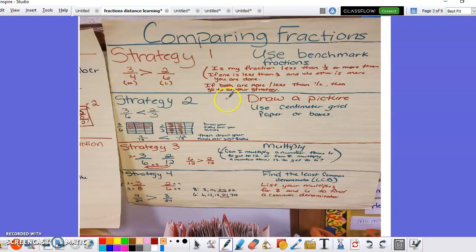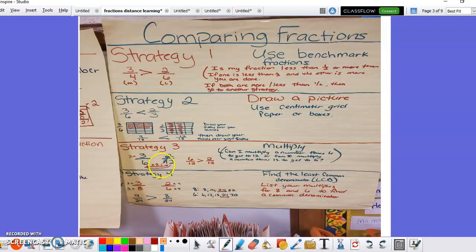We've talked about drawing pictures. We don't use that one quite as often. But we can also think about 3/6 and 2/12. We want to see if they're equivalent. So we look at our denominators because we need to find a common denominator. That means both of them have the same amount of pieces at the bottom. So is there any number I can multiply times 6 to get to 12? Yes, there is. I can multiply 2 times 6 to get to 12.